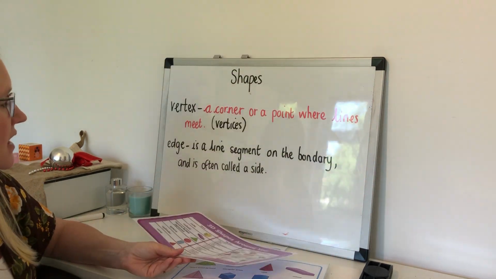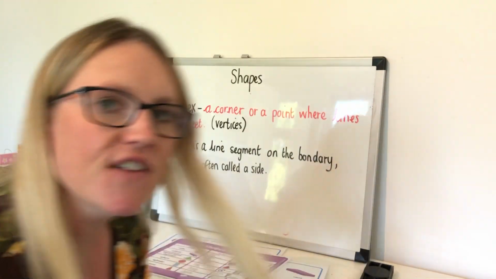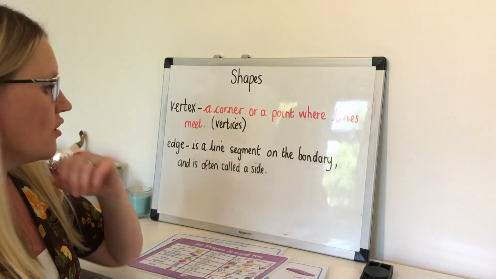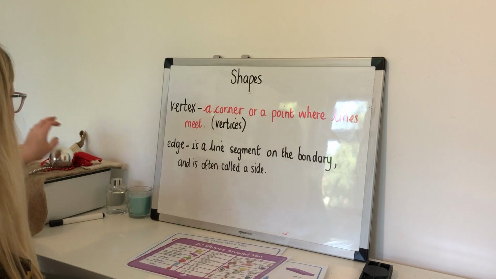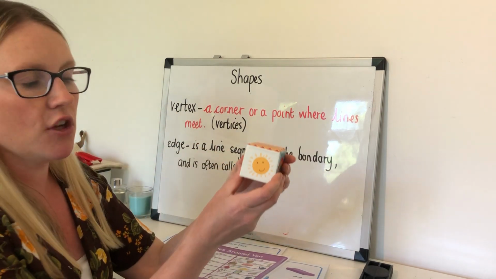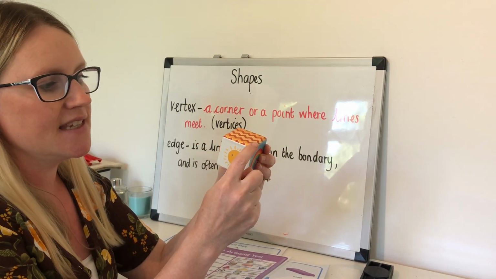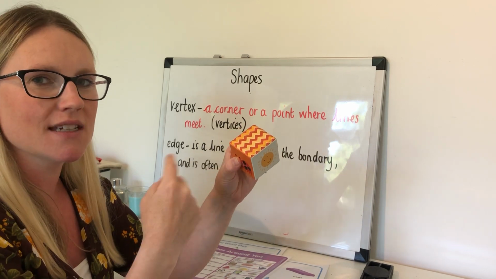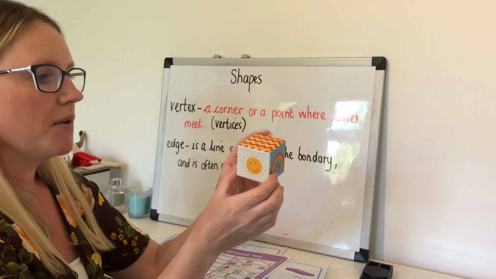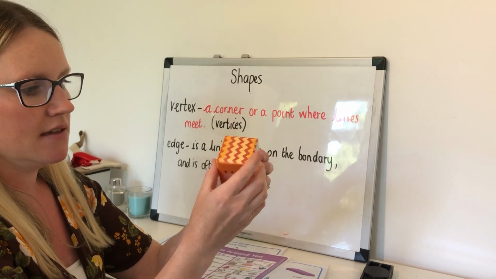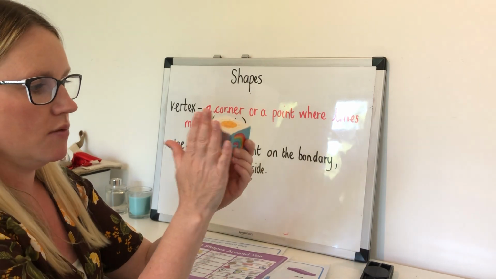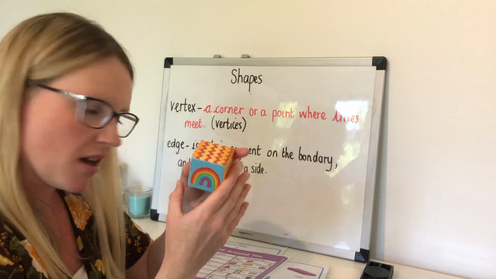Now you're going to be hearing these words a lot in this lesson, vertices and edges. So a vertex is a corner or a point where lines meet. So for example, here I have a cube, and this is a vertex. This is a vertex. But if we're talking about lots of them, we say vertices. So I'm going to look at this cube now. It's not a perfect cube because actually it hasn't got a bottom to it. So a dice would be a perfect cube.